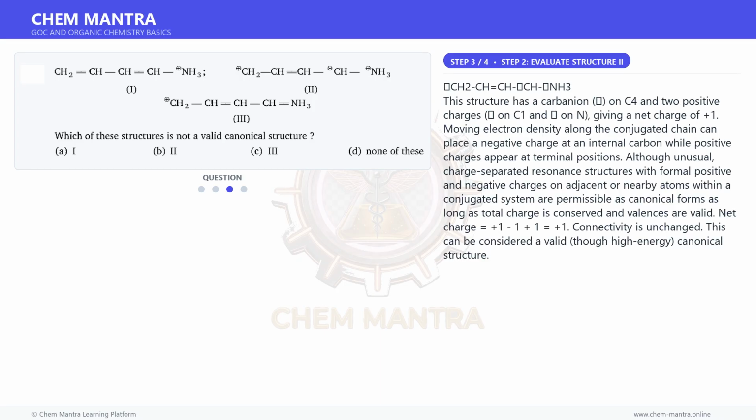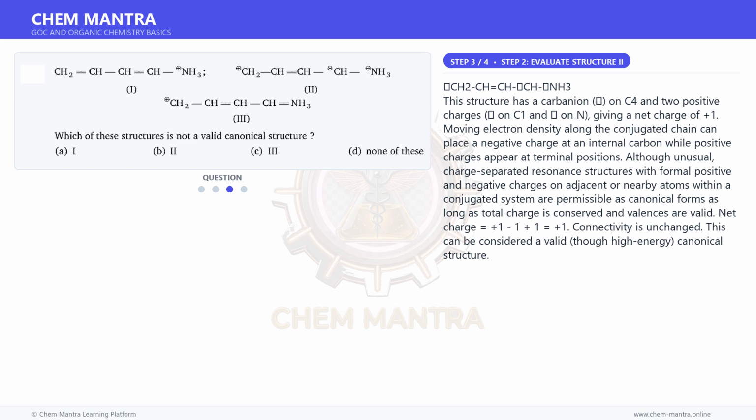Moving on to the next step. CH to CH=CH, CH NH3. This structure has a carbanion on C4 and 2 positive charges, on C1 and on N, giving a net charge of +1. Moving electron density along the conjugated chain can place a negative charge at an internal carbon while positive charges appear at terminal positions.